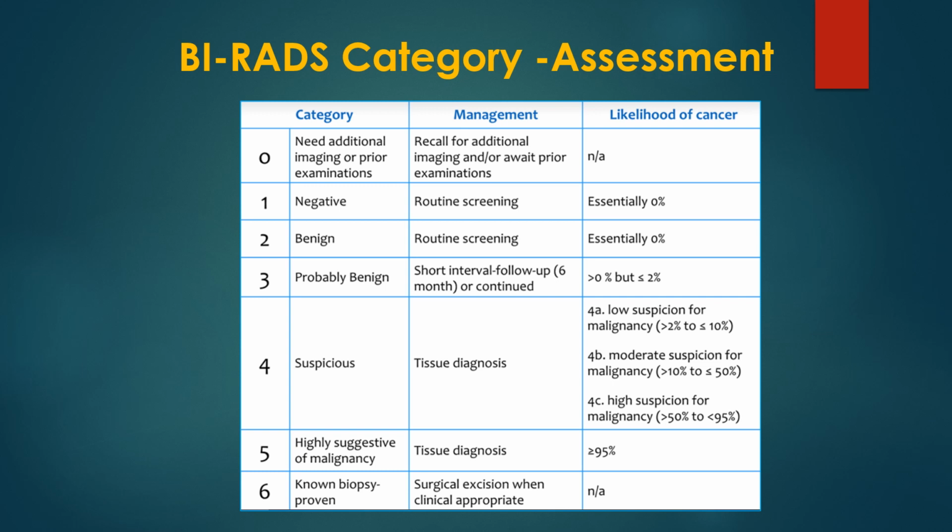Then coming to BI-RADS 5, BI-RADS 5 are highly suggestive of malignancy and tissue diagnosis is a must. So there is a high chance, that is more than 95% chance, of being malignant. Whereas BI-RADS 6 cases are proven malignant cases which require imaging basically to evaluate the local extent of the disease before the surgery or any other treatment is undertaken.